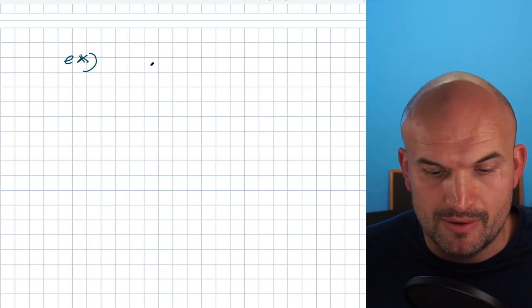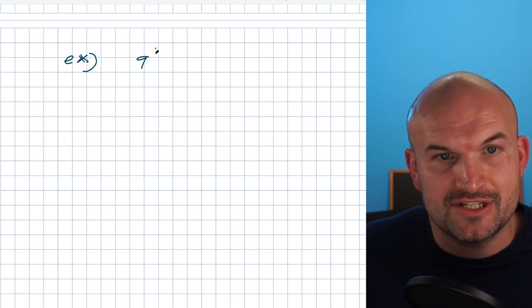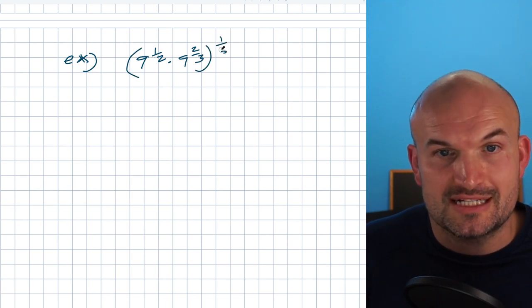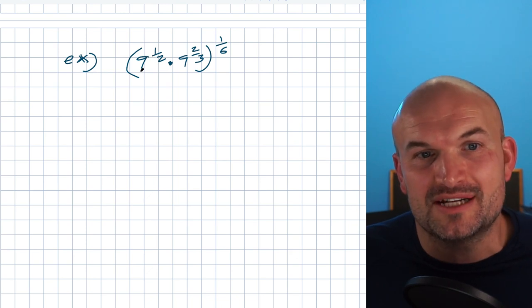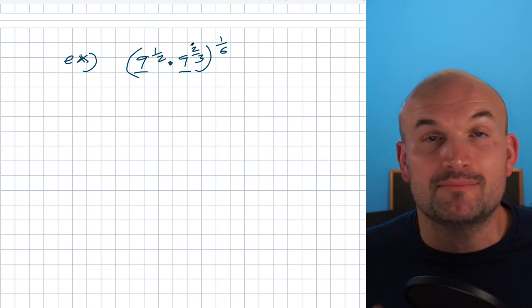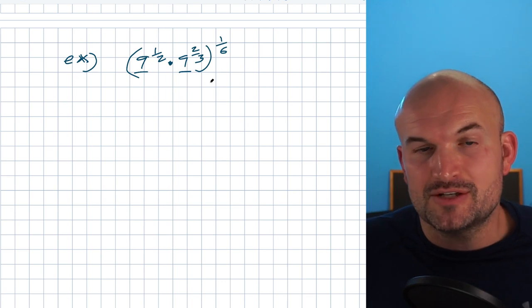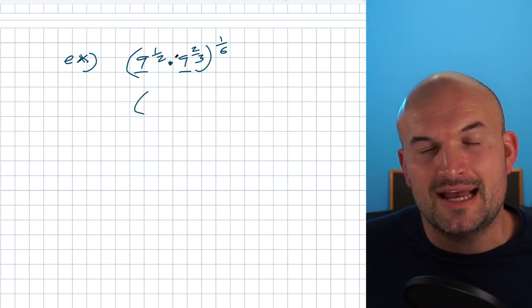Okay, another quick example that we could do here is, what if I had 9 to the 1/2 times 9 to the 2/3 raised to the 1/6 power? Now, you might want to simplify this to the square root of 9, but I would keep this exactly there because we have exponents with the same base. That means we can apply our rules of exponents here. So there's a couple different things we can do here. Recognize here that I have a product, right?